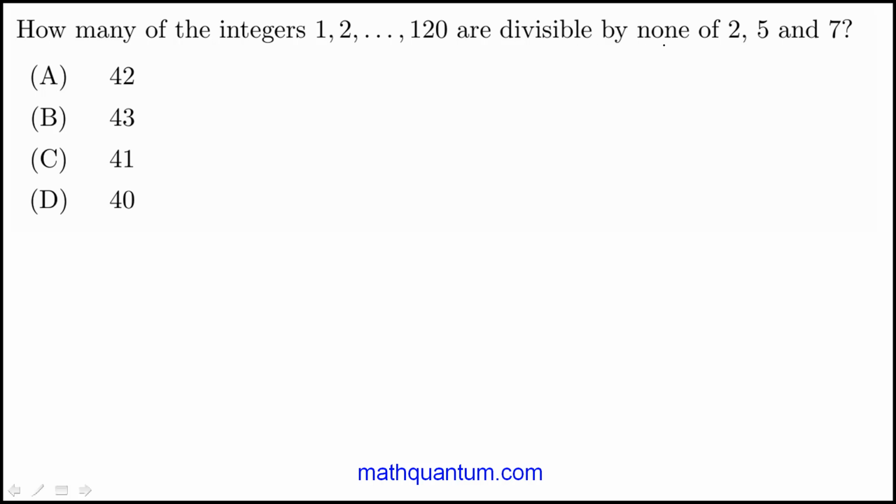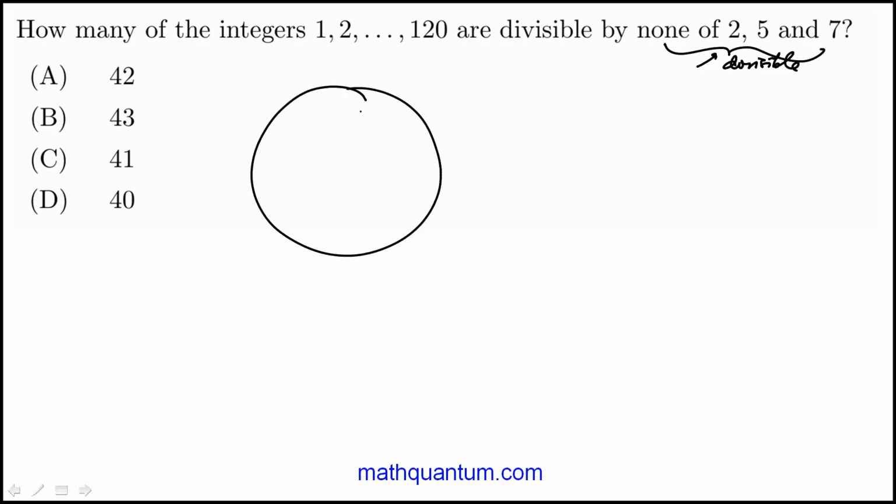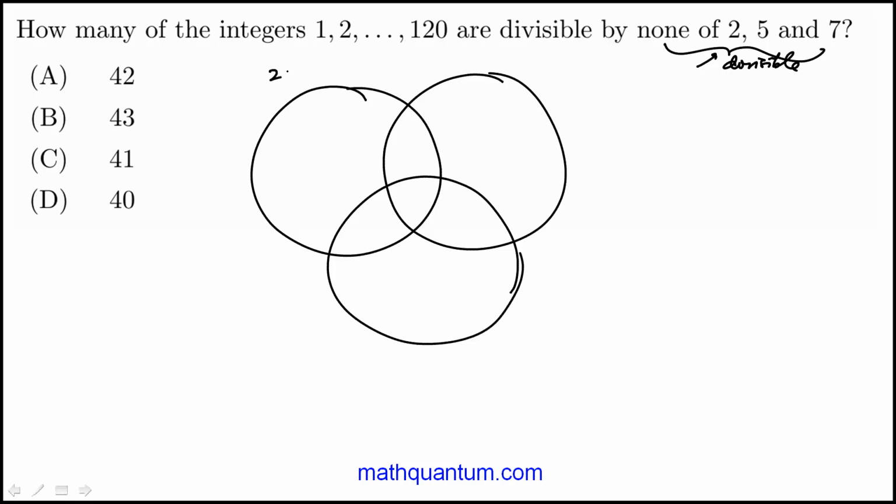I'll do this question by finding out the numbers that are divisible by 2, 5, and 7. And I'll be using a Venn diagram. This is a general type of question that comes up in different flavors. So these are numbers divisible by 2. These are by 5 and 7. And of course, there are overlaps.